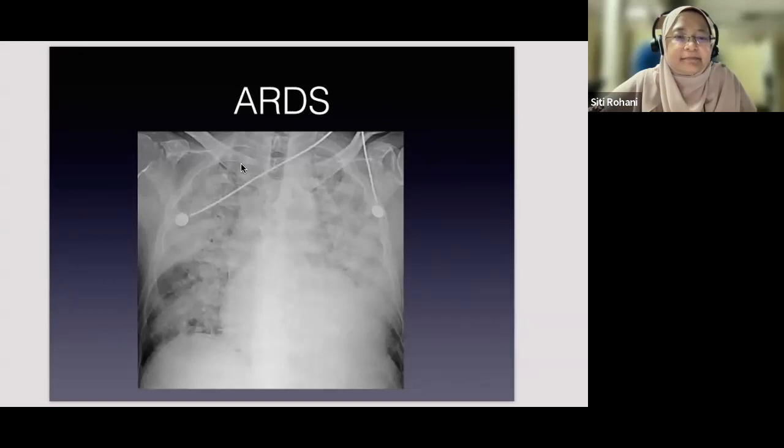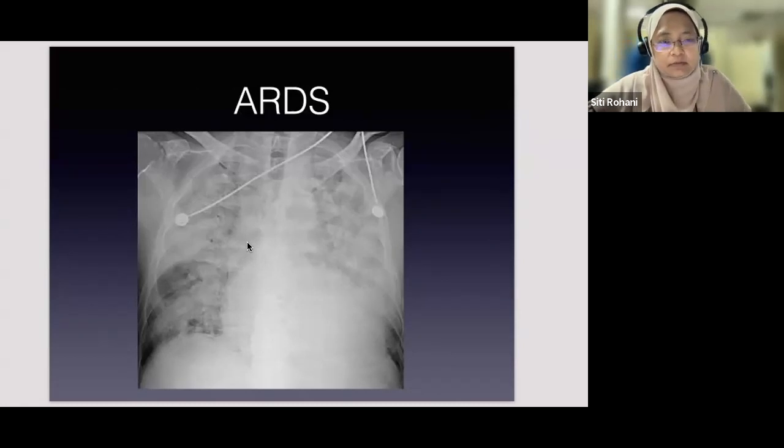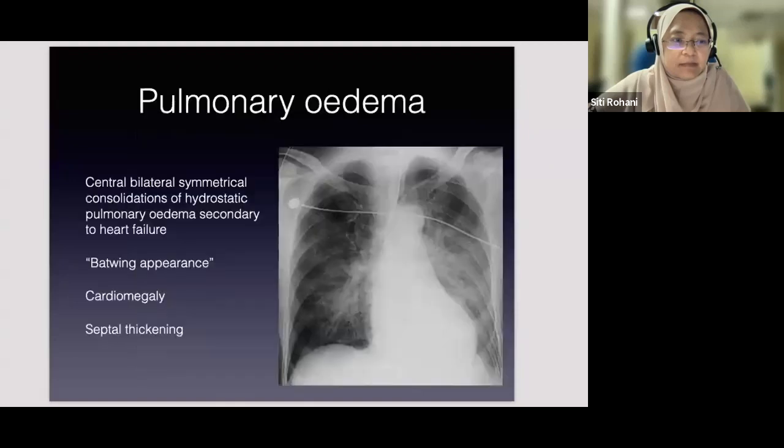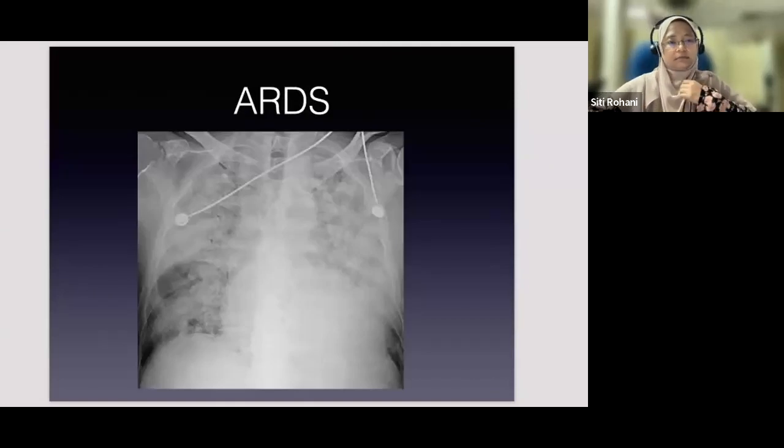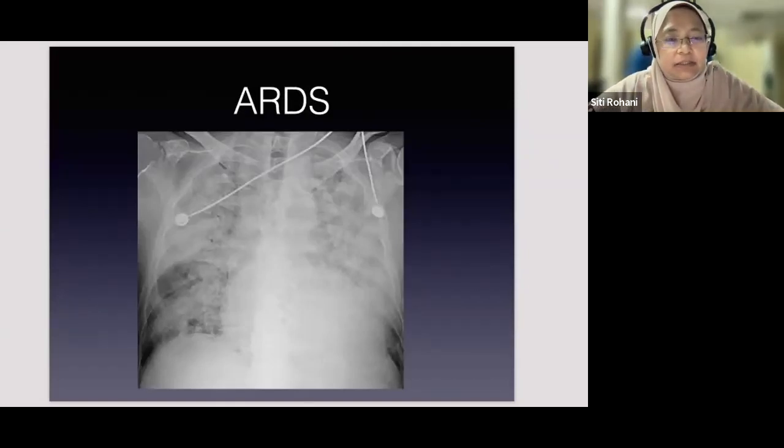ARDS, similar diffuse consolidation in both lungs, obscuration of the heart border, obscuration of the diaphragm, loss of silhouette sign. This is in a clinical setting in a patient with acute respiratory distress with diffuse bilateral consolidation. So the radiological features are almost similar, but the pathology or the differential diagnosis is different.